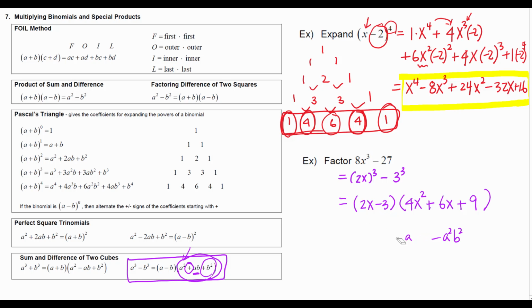So here is how 8x cubed - 27 factors. So this is the answer. Make sure you know how to factor them.